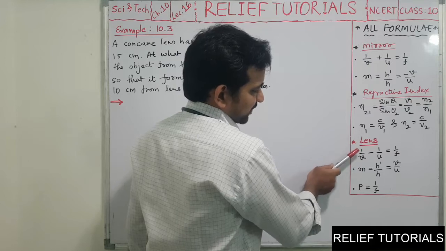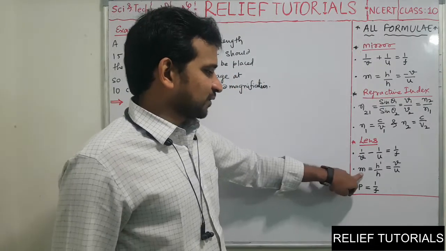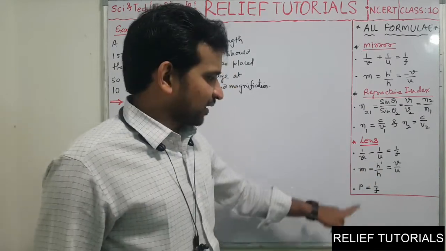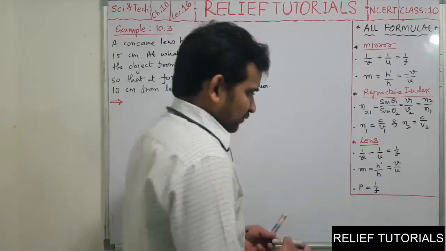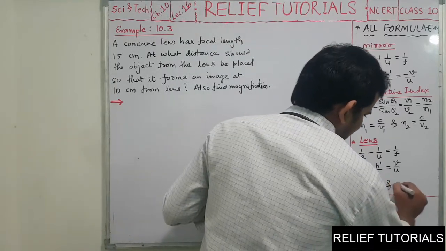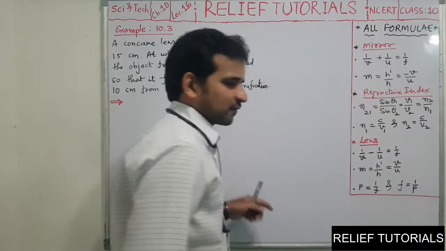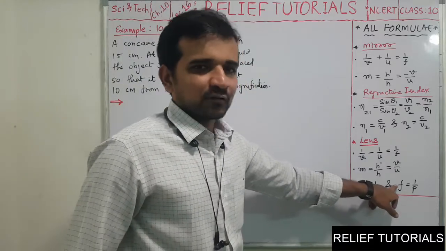Lens formula: 1 by V minus 1 by U is equal to 1 by F. Magnification for lens: H dash by H is equal to V by U. And lastly, the power of lens is 1 by F. Also, you can write focal length F is equal to 1 by P. Sometimes the power will be given to you in the numericals and you have to find the focal length of that lens.